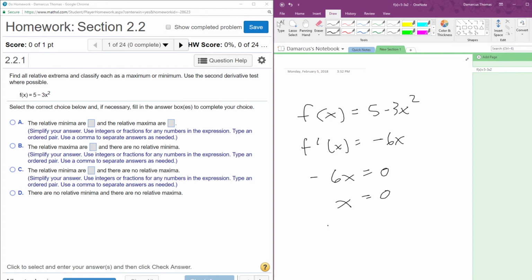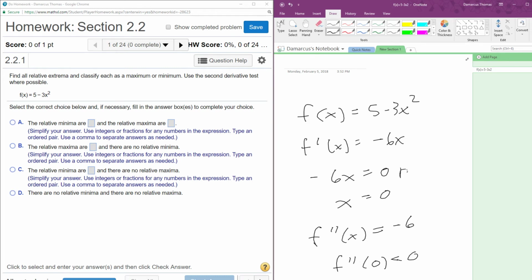Now, what happens if we were to take f double prime of x? The derivative of negative 6x is just negative 6. No matter what value we put in here, we could put in 0, it's going to be negative, which means it's concave down, which means there is a maximum. It's going to be negative 6 no matter what value you put in. And so we say that it is less than 0.